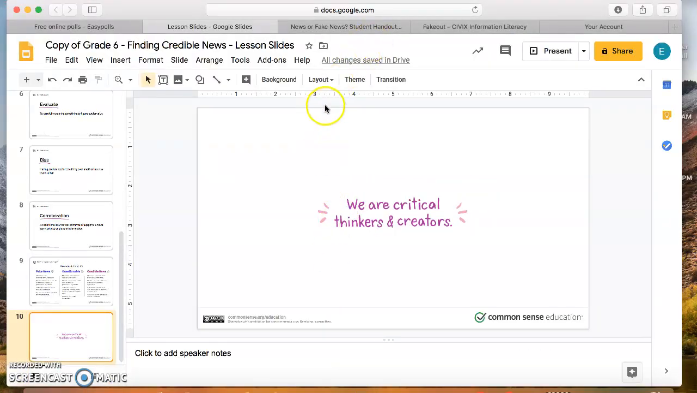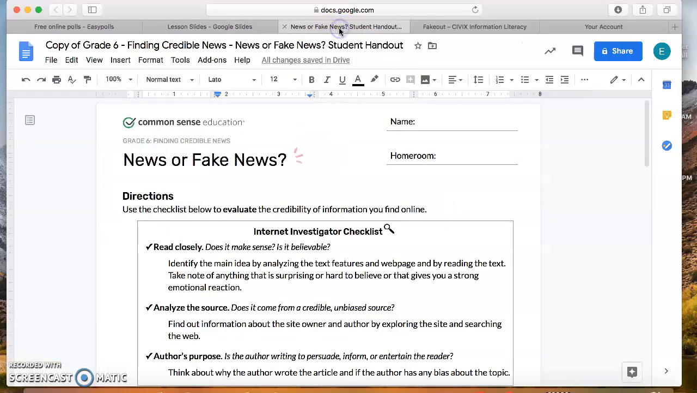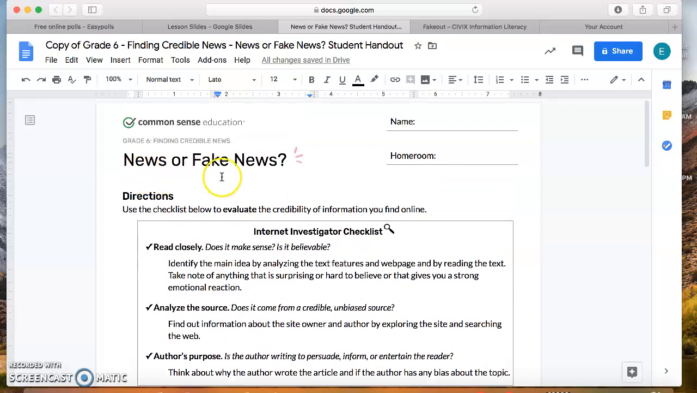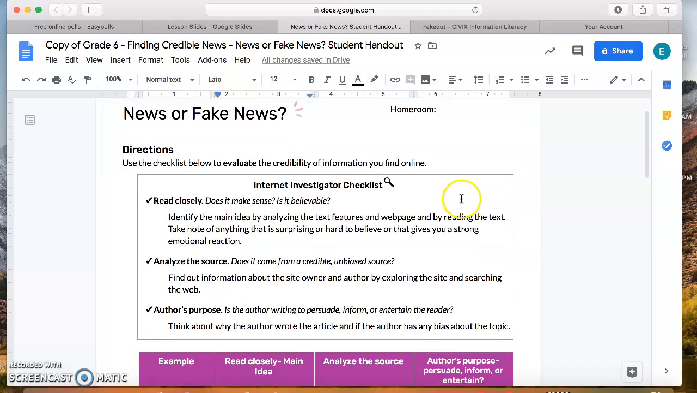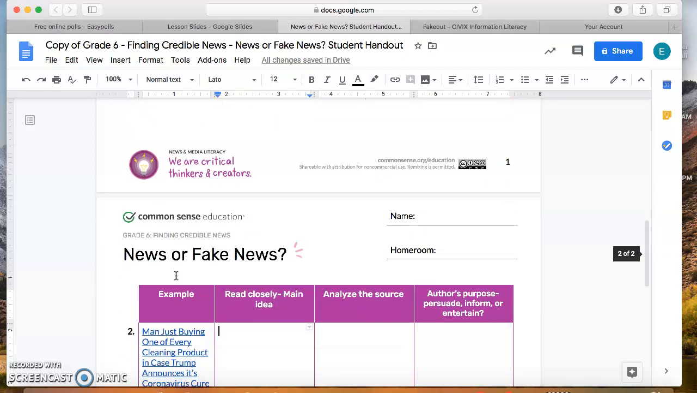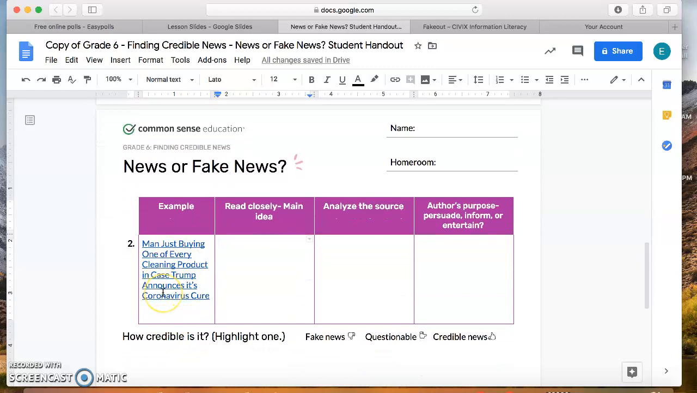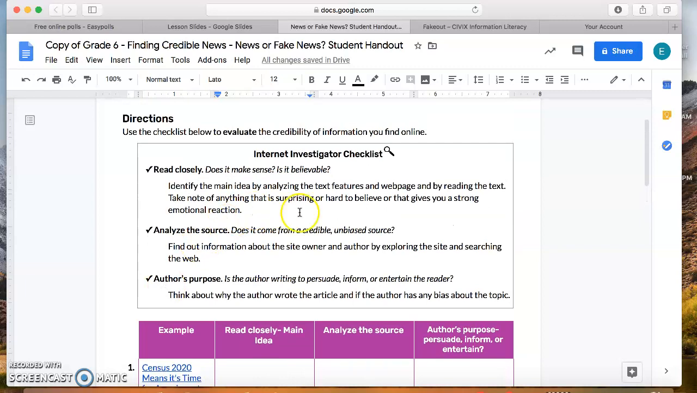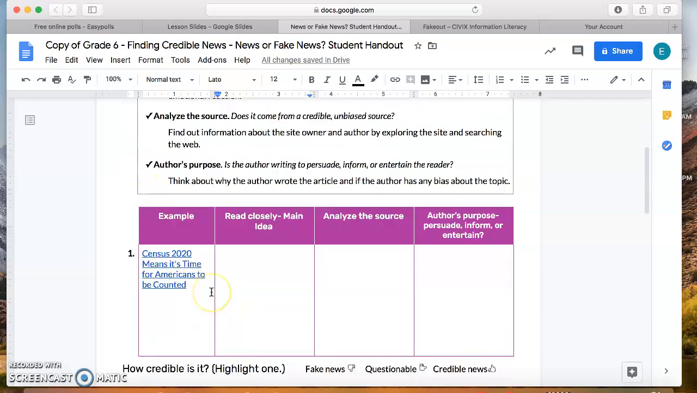The last thing I want to do is just explain to you what I'd like you to do for today. So here is the worksheet. It's called News or Fake News, and you're going to use this checklist below to evaluate the credibility of information you find online. So I found 2 articles. One is here about the census, and then one is here about cleaning products and coronavirus. So I want you to take a look at this checklist. It's important that you read closely, you analyze the source, and you figure out the author's purpose.